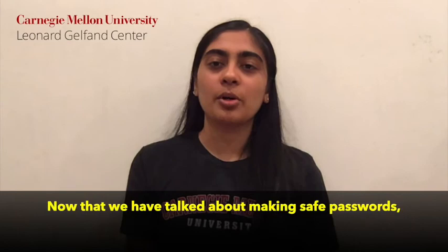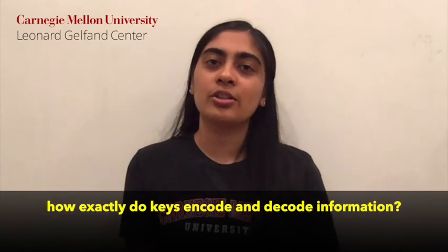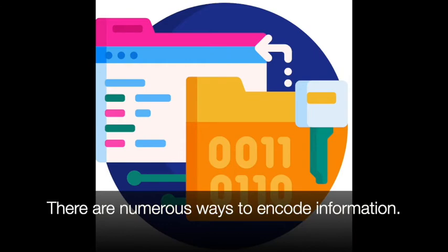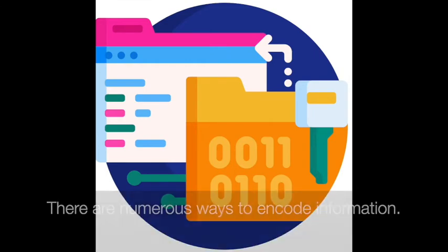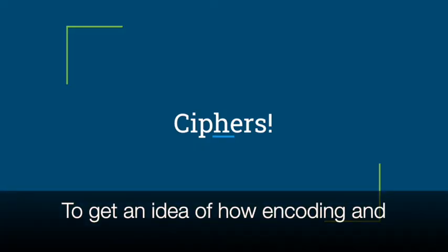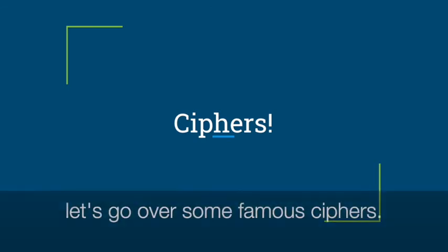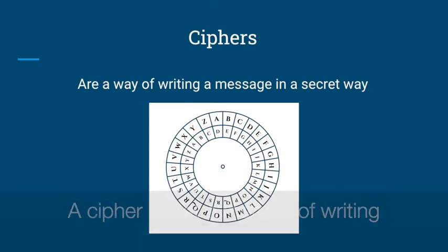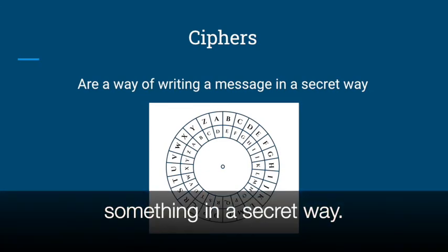Now that we have talked about making safe passwords, how exactly do keys encode and decode information? How does encoding and decoding even work? There are numerous ways to encode information. To get an idea of how encoding and decoding works, let's go over some famous ciphers. What exactly is a cipher? Well, a cipher is just a way of writing something in a secret way.